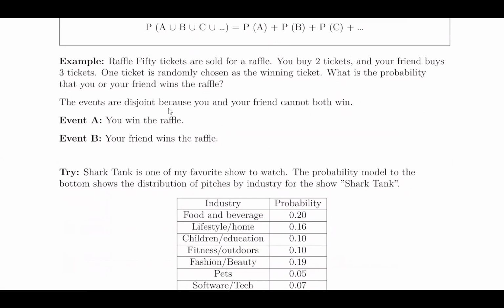All right, so let's do our very first example. So for this one, it says raffle tickets are sold for a raffle. You buy 2 tickets and your friend buys 3 tickets. One ticket is randomly chosen as the winning ticket. What is the probability that you or your friend wins the raffle? All right. So for this one, why are the events you win the raffle or your friend wins the raffle, why are those 2 disjoint events?